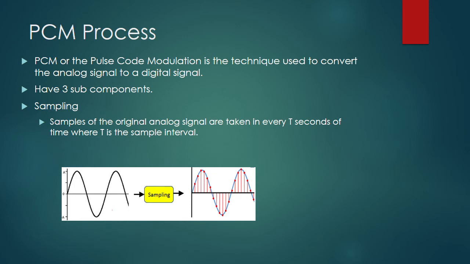So we are now moving on to the PCM, the pulse code modulation process. So pulse code modulation is the technique used to convert an analog signal to a digital signal. This is the main technique we are using to convert an analog signal to a digital signal. So it has 3 subcomponents: sampling, quantizing, and encoding.